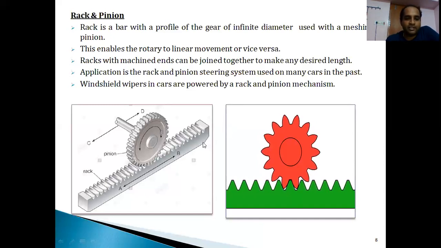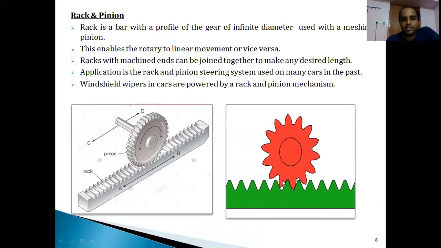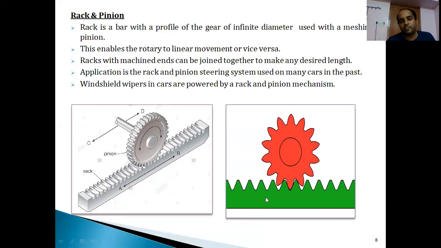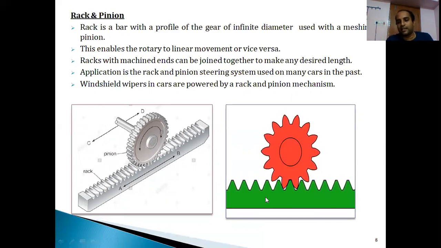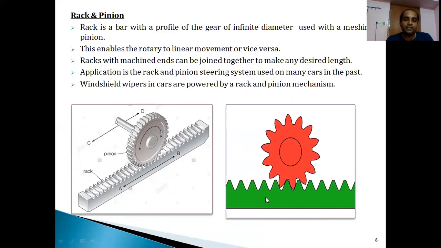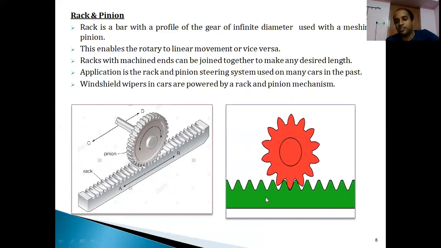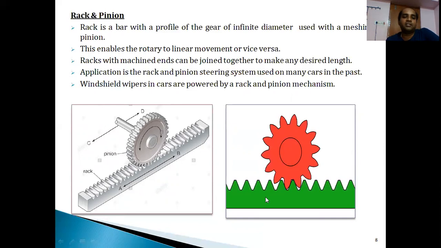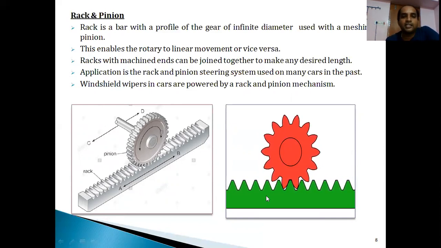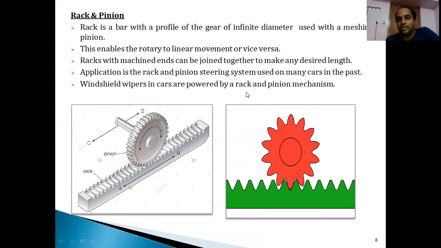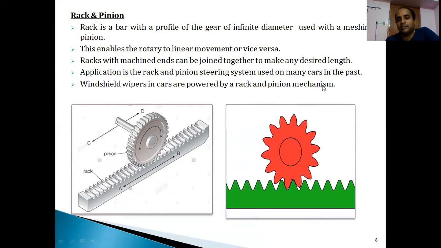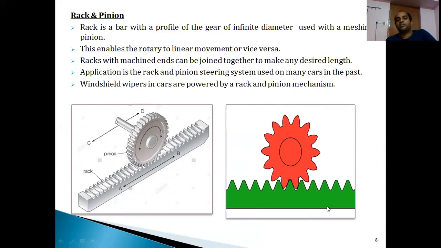This finds wide application, especially in the steering systems of cars and heavy vehicles. That is the rack and pinion. Along with that, the windshield wipers we use in our vehicles work on the same mechanism present in cars, powered by a rack and pinion mechanism itself. So it is very simple to understand.